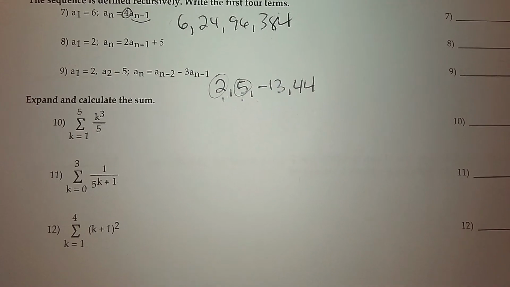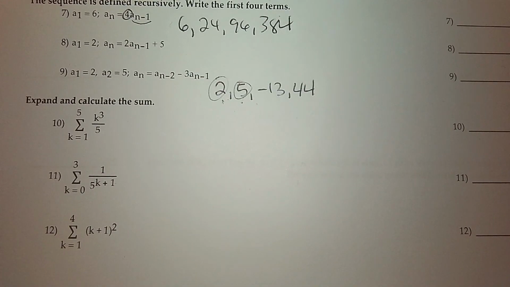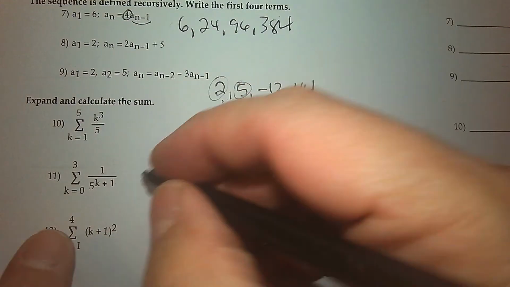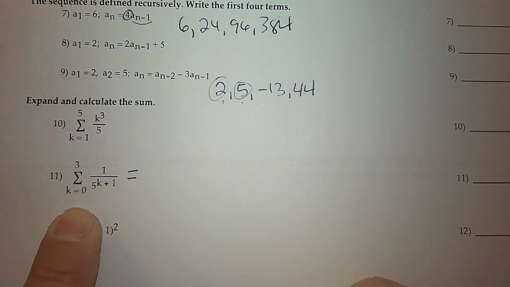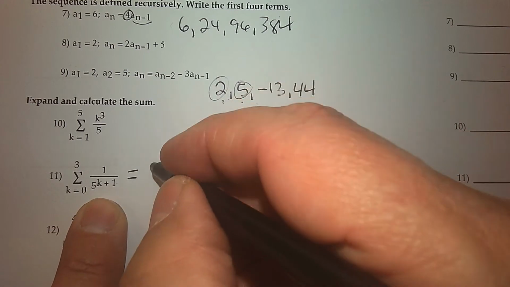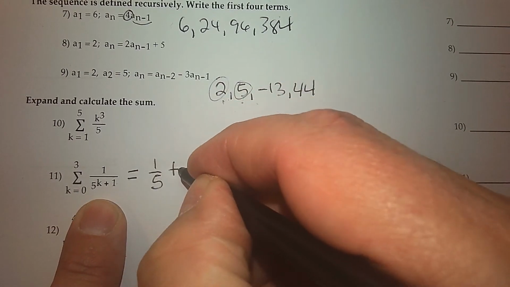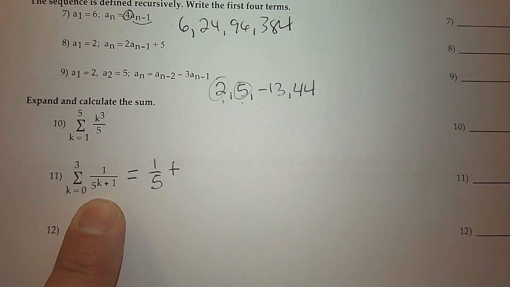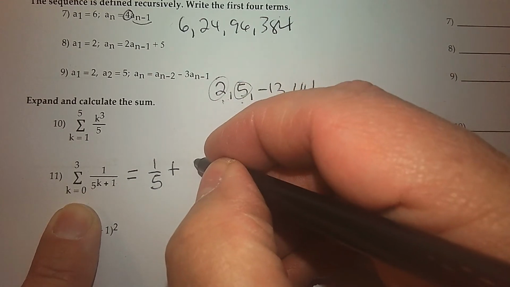Number 11. Here's a situation where we don't have a formula to be able to add the series. Instead, we have to expand and then use our calculator. We just got to go one at a time. So how do I find the first term that we're adding? We plug in 0. And if I plug in 0, the number is 1 over 5. The next number I'm going to plug in is 1. And 1 plus 1 is 2.